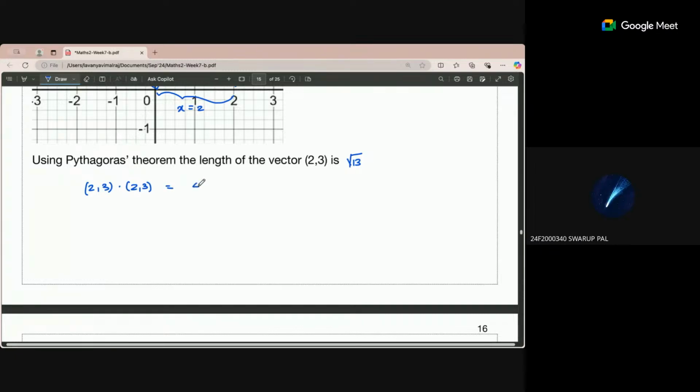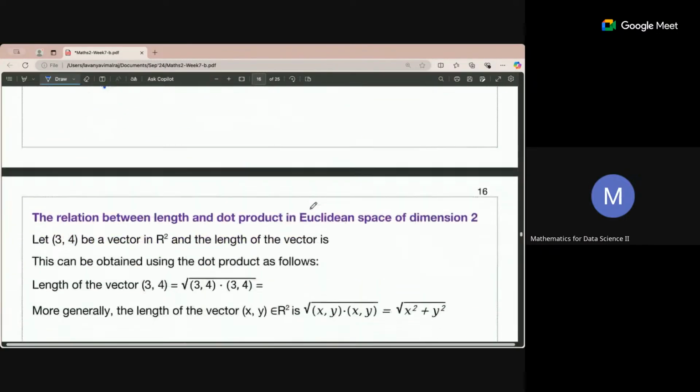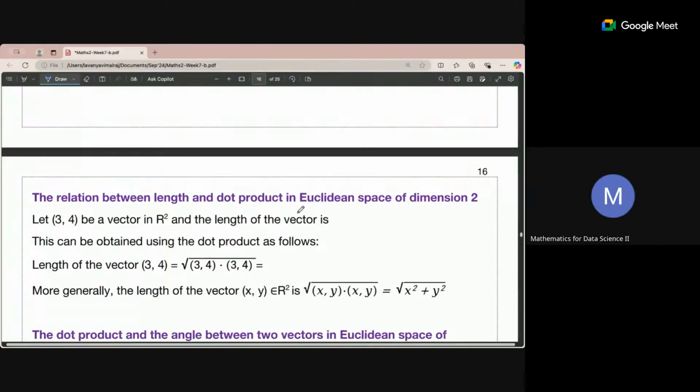4 plus 9, so you can see that the length of this vector 2 comma 3 is the square root of 4 plus 9. So the length of a vector, maybe I'll write x comma y, is nothing but the square root of x comma y dot x comma y. Correct? Can I write it in this way? Yes. So the relation between length and dot product in Euclidean space is that the length of a vector is the square root of the dot product of the vector with itself.